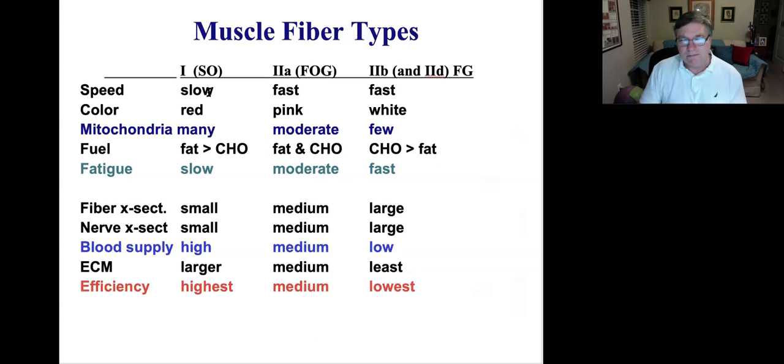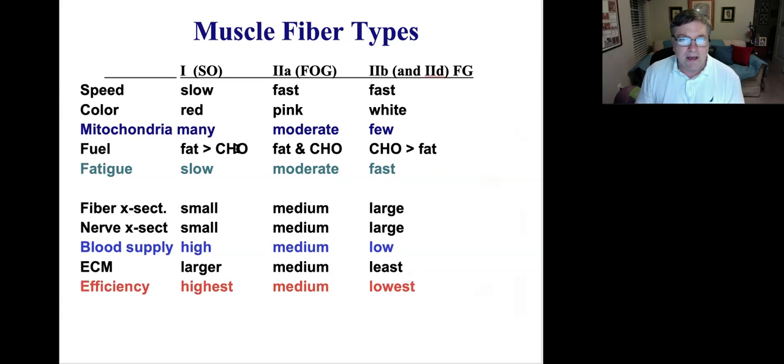Slow twitch fibers, the name suggests they're slow. You're not going to see a lot of sprinters with a high percentage of type 1 fibers. You might see some endurance runners. They're red because of the myoglobin. They have a lot of mitochondria. They tend to burn more fat in terms of fuel versus carbohydrate.